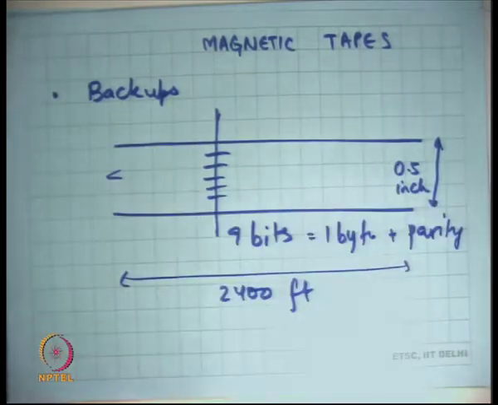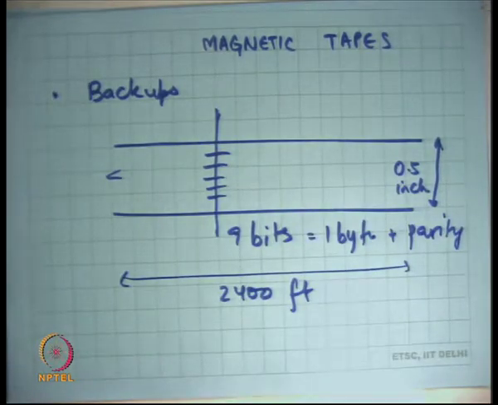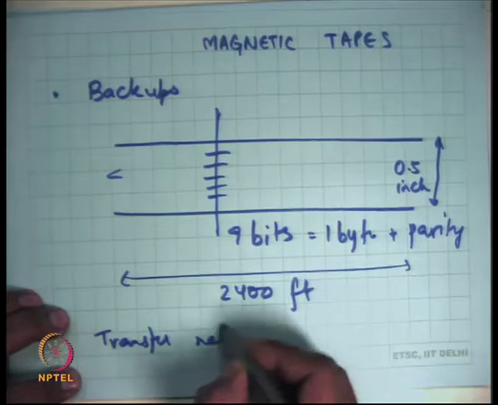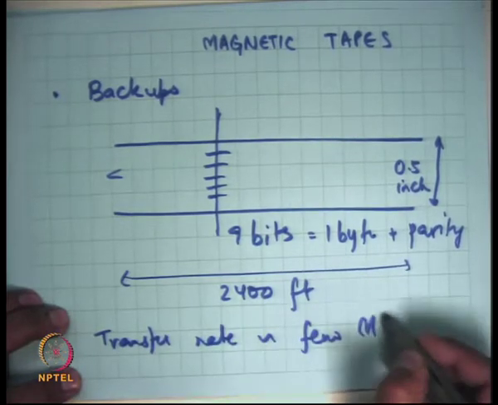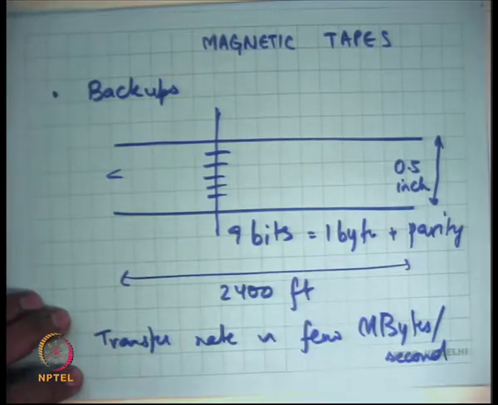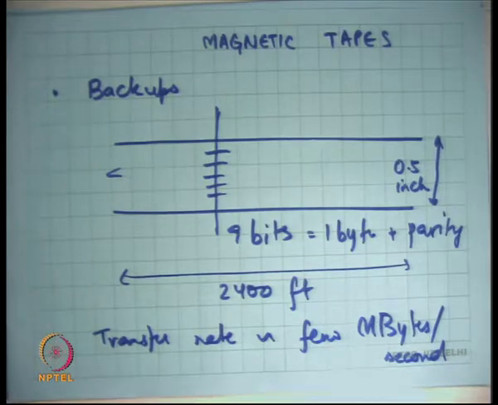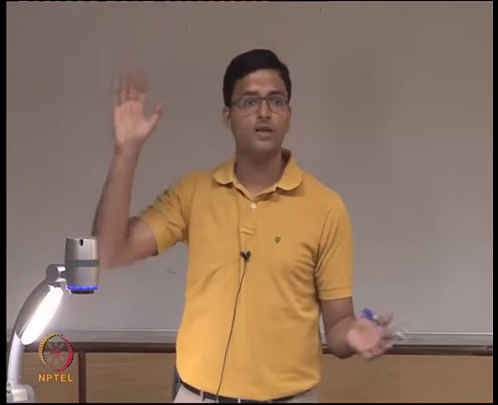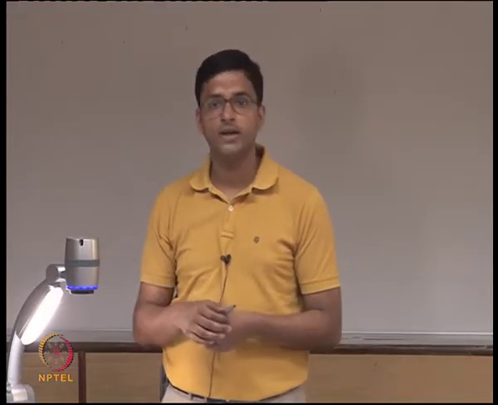So for error detection, you basically have a parity bit, and the typical transfer rate is roughly a few megabytes per second. Okay. So as you can see, today's disks are much faster than tapes. In those days, disks used to be much more expensive, and so backups, which involve lots of storage, were done on tapes, and so you would find lots of tapes in the backup room or in the server room. But today the same thing is instead done using disks. All right.